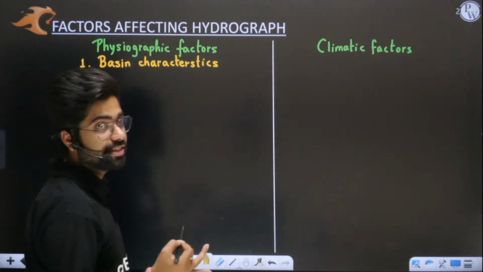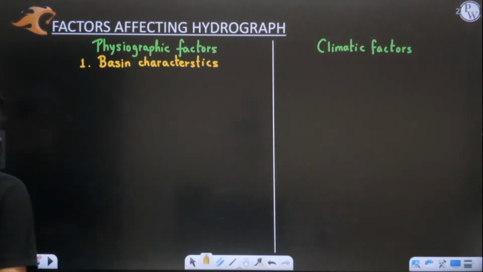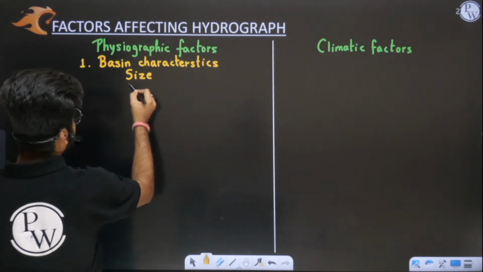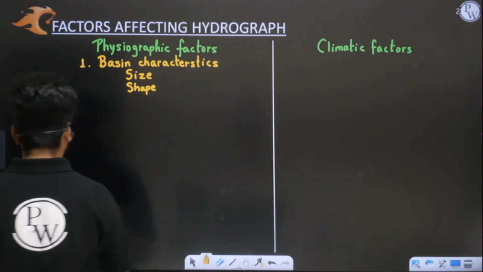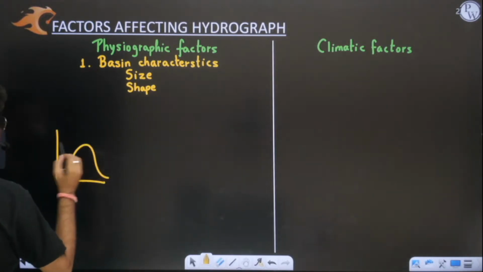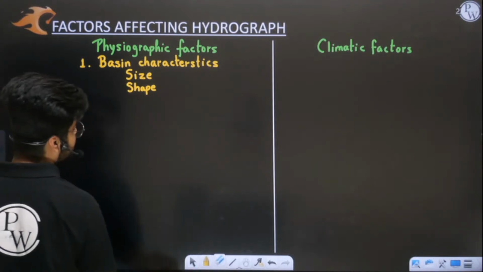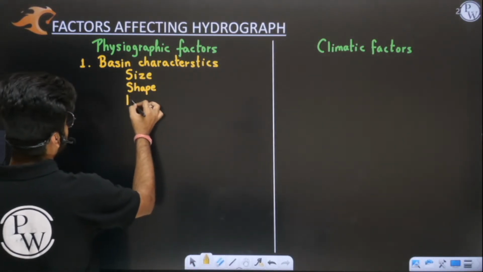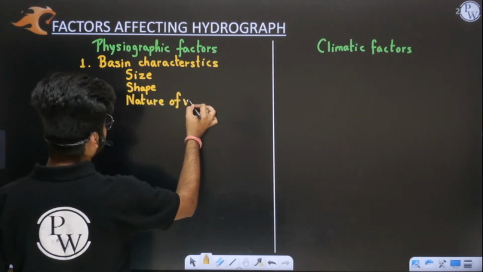How your catchment is. Is your catchment big or is your catchment small? Basically, we are interested in size. The size of catchment and the shape of catchment will affect the shape of hydrograph. This hydrograph shape will be influenced by the size of catchment and by the shape of catchment. What is the nature of valley?